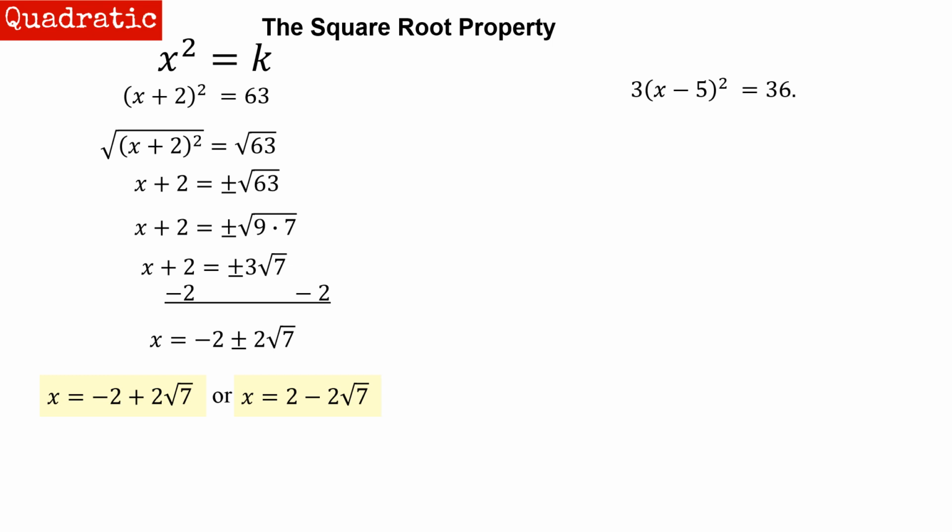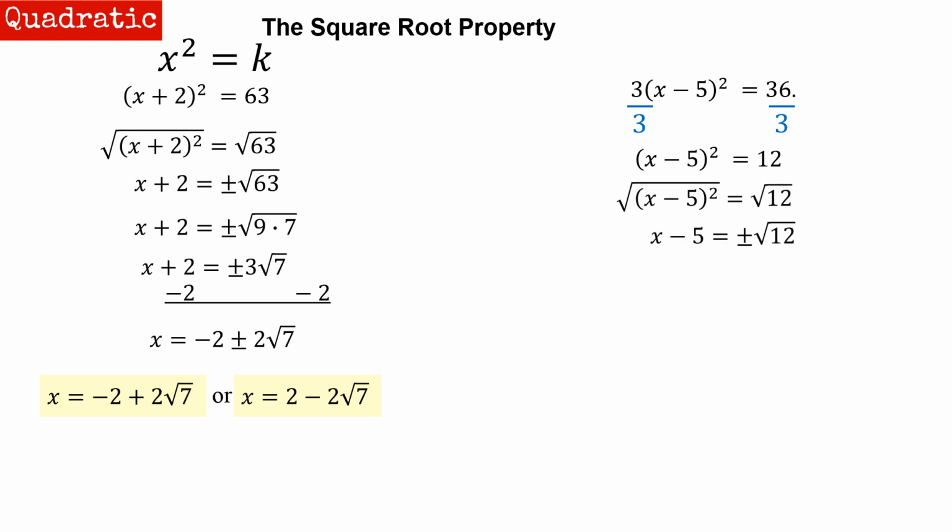The second example here looks very similar to the first one, except we're taking 3 times that something squared. We need to get rid of the 3, and the opposite of multiplying is dividing. So we're going to divide by 3 on both sides. Now it looks like our x squared equals k. That something is x minus 5 squared. We're going to take the square root of both sides, and we end up with x minus 5 equals plus or minus the square root of 12.